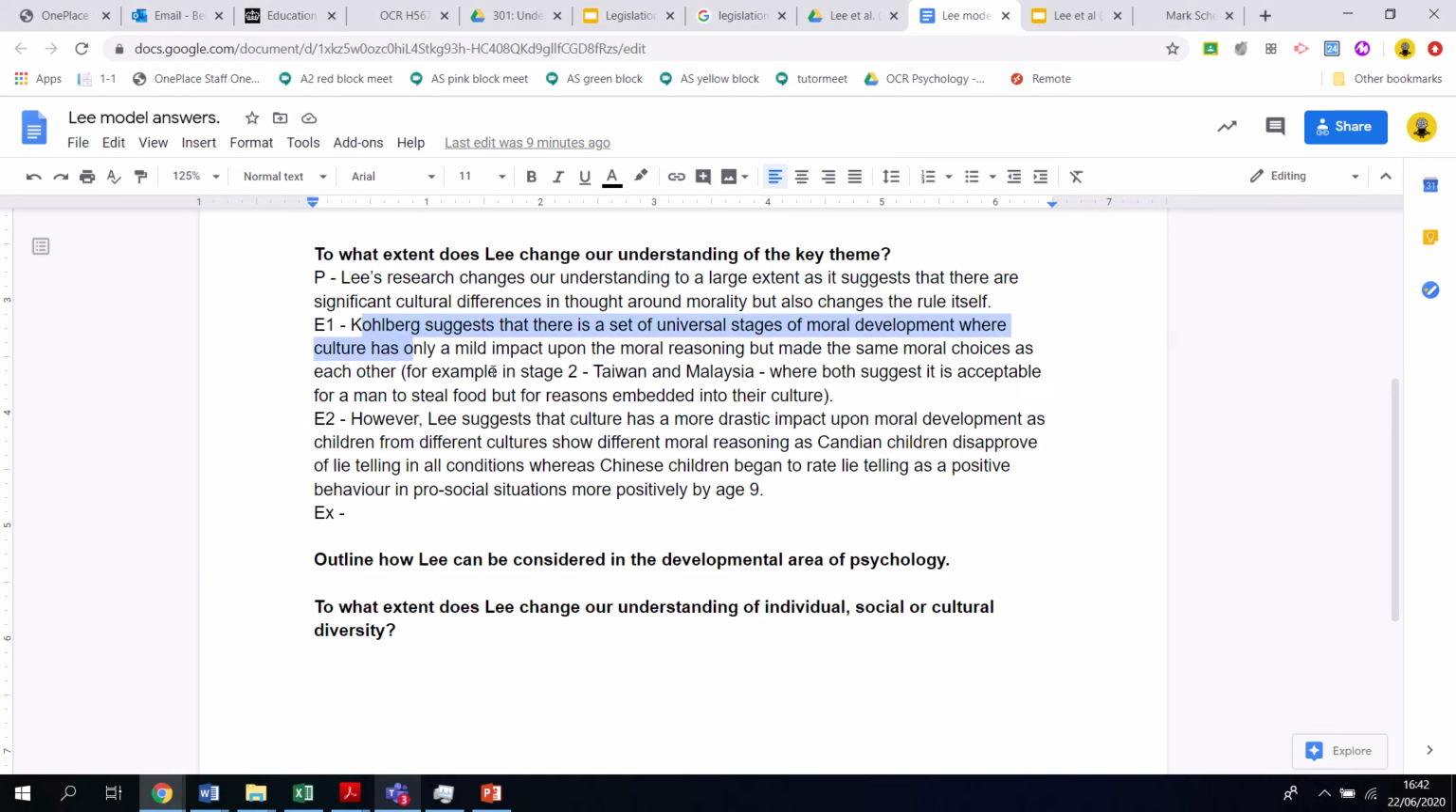Okay, so I've just changed up this sentence relating to Kohlberg a little bit. So I've basically just described how Kohlberg is saying that the stages are universal and they're not really affected that much by culture. So Kohlberg suggests that there is a set of universal, I'm even going to put this word in, invariant stages of moral development where culture has only a mild impact upon the moral reasoning, but children made the same moral choices as each other. For example, in stage 2, Taiwan and Malaysia both suggest it is acceptable for a man to steal food, but for reasons embedded into their culture.